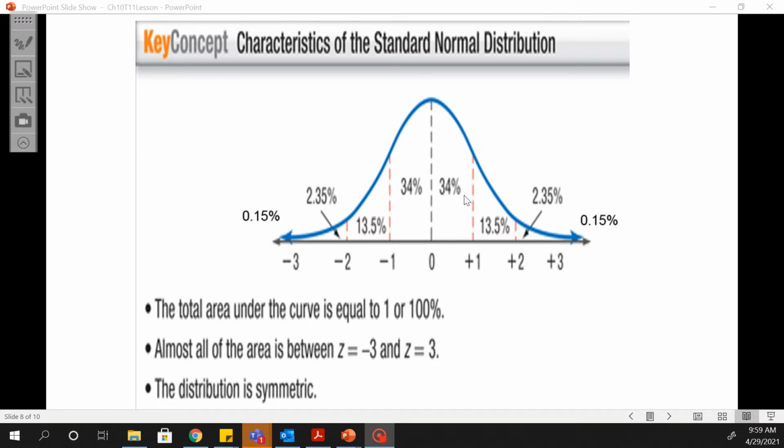Okay, 34 here, 34 here. It's completely symmetrical. So 13.5 here, 13.5 here, 2.35, 2.35, and 0.15 on this side of the 3 standard deviations and 0.15 on this side. Okay, the total percentage under the curve here is 100%.